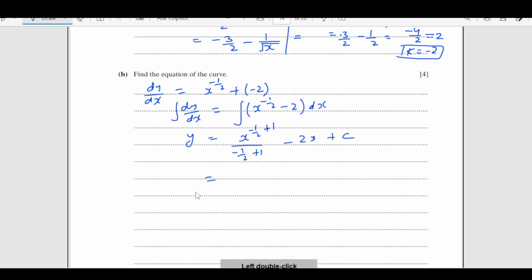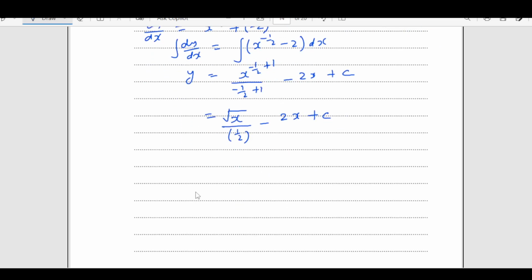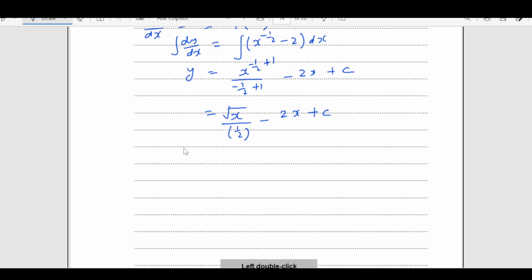Now, x to the power 1/2 is the square root of x. So the square root of x over 1/2 minus 2x plus c. This can be written as y equal to 2 square root of x minus 2x plus c.